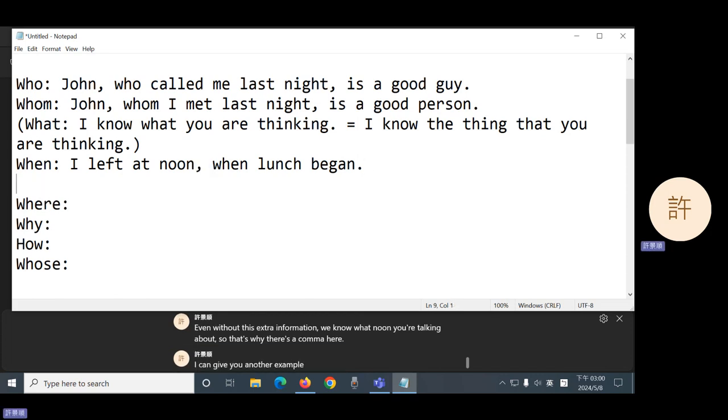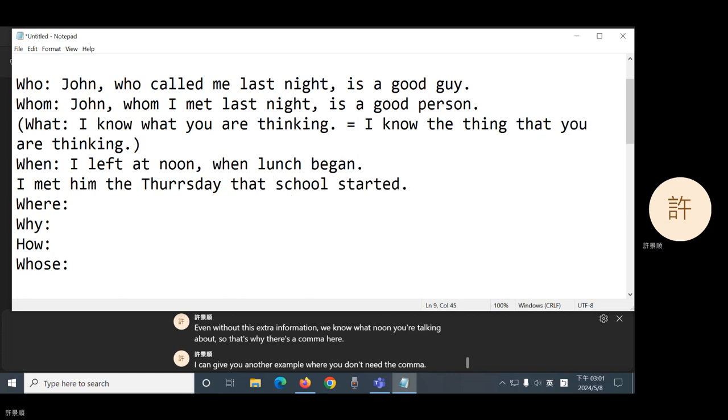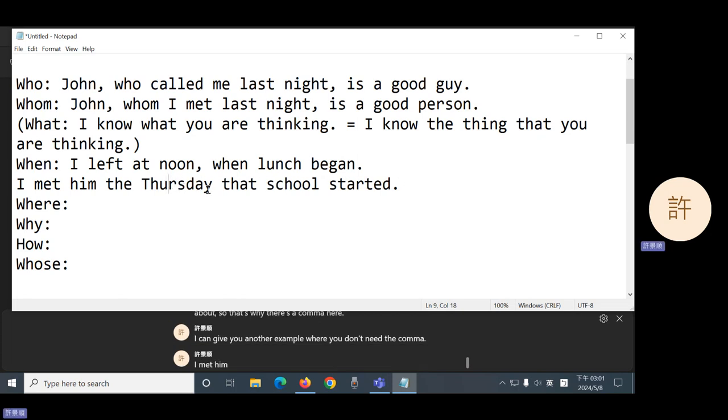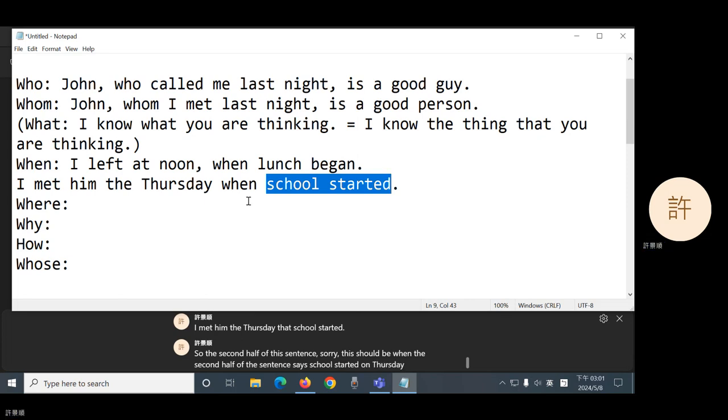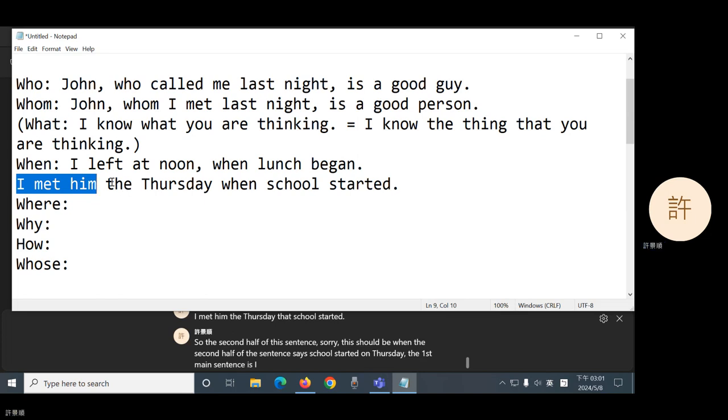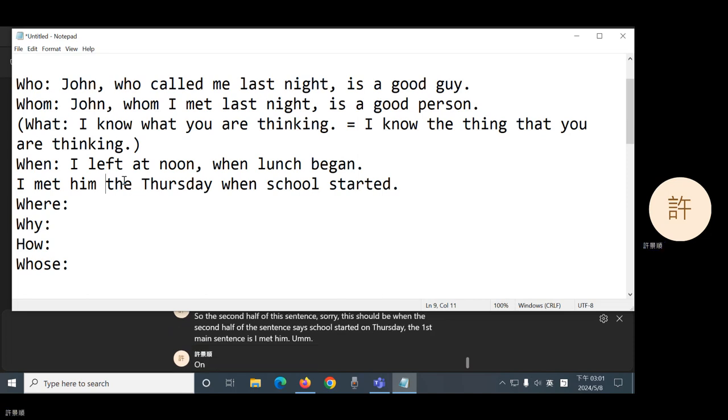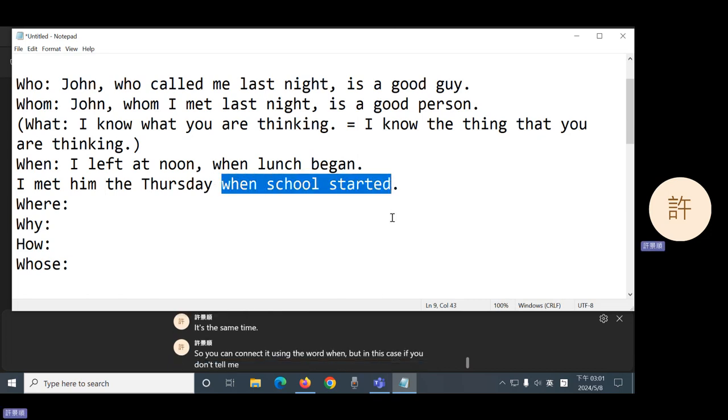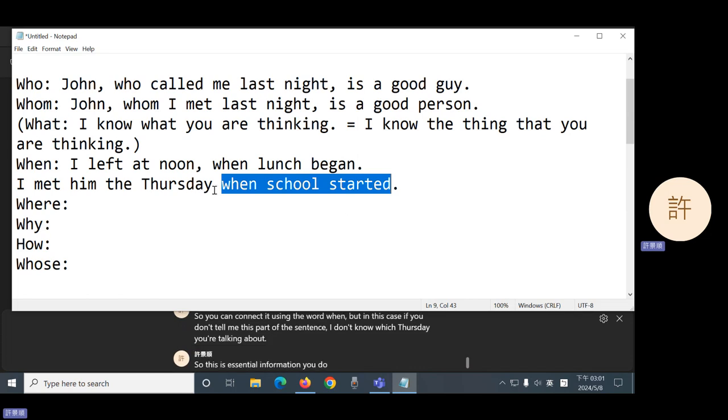I can give you another example where you don't need the comma. I met him the Thursday that school started. So the second half of this sentence, sorry, this should be when. The second half of the sentence says school started on Thursday. The first main sentence is I met him on Thursday. So it's the same day, it's the same time. So you can connect it using the word when. But in this case, if you don't tell me this part of the sentence, I don't know which Thursday you're talking about. So this is essential information. You do not add a comma here.